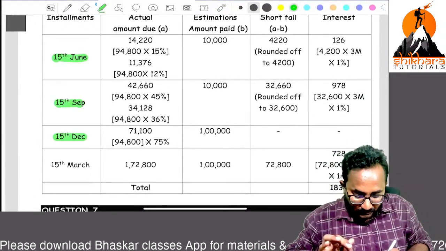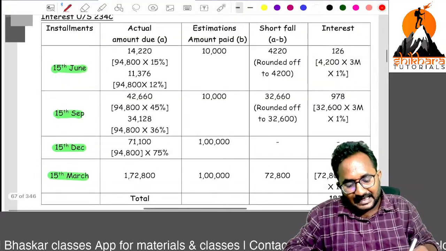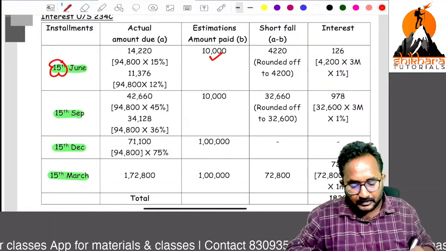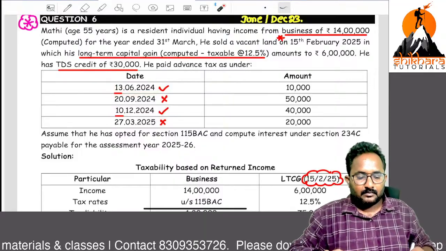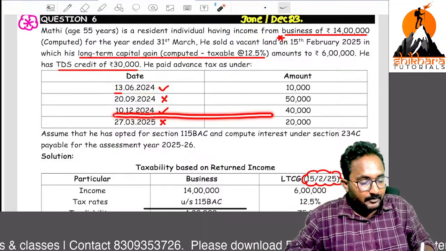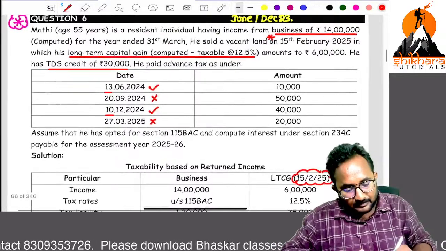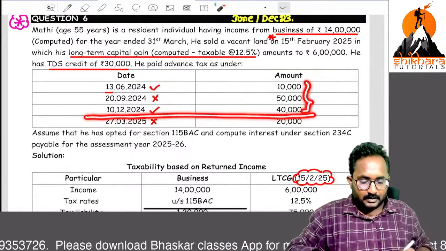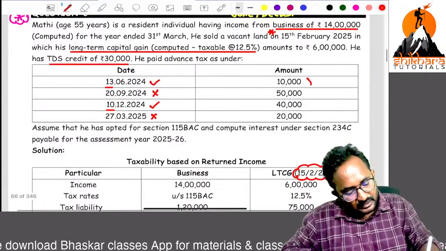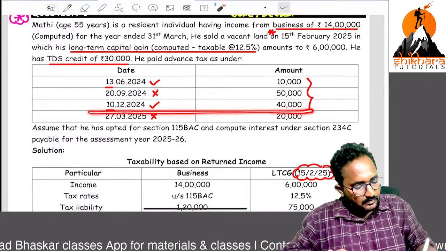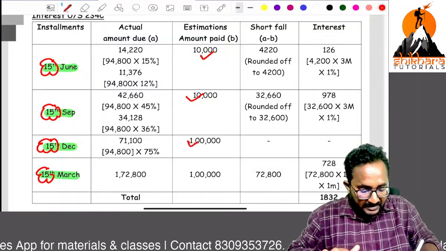Please check this question thoroughly. It is an important one, and many students are confused by it. What advance tax did you pay before 15th June, ma? 10,000. Before 15th September also 10,000 only. Before 15th December, I paid all these. That's right, 1 lakh. Next, before 15th March, what did I pay? Only this 1 lakh. Have you understood, ma? These are the things you have to keep in mind while doing the problems.